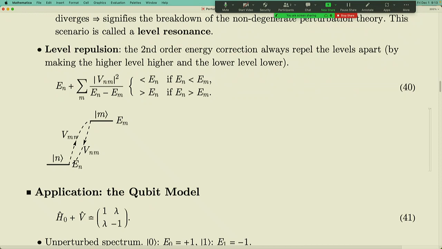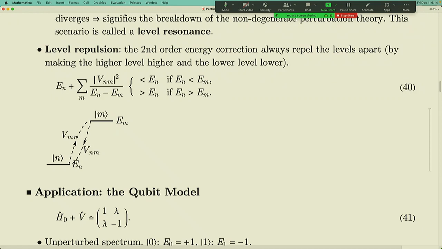This formula means that you start from the n state, and you use a V_NM matrix element to connect the n state to the m state, right? Because V_MN describes the transition from the n state to the m state, and V_NM describes the transition backwards. So the reason that you have this factor in the numerator is because you need to go from the n state to the m state and then go back. By doing this second order process, you accumulate these two transition amplitudes. And this is not the only factor. There's also a denominator, which is set by the level spacing.